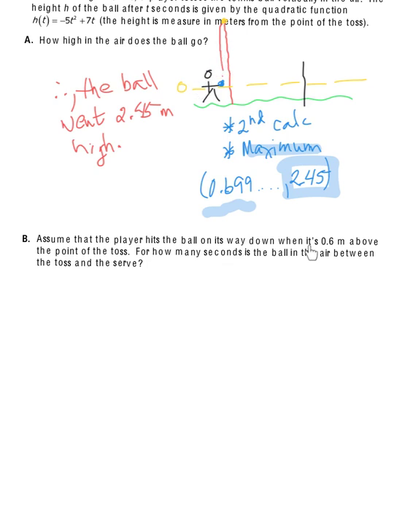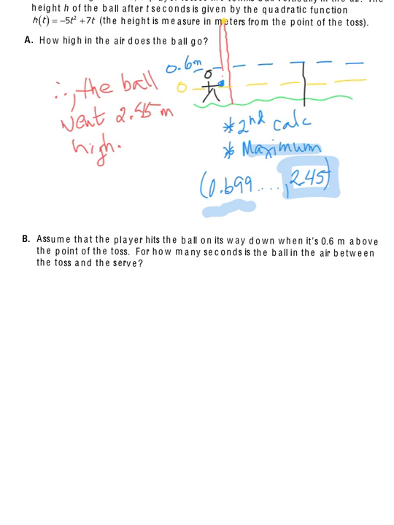So assume the player hits the ball on its way down when it's 0.6 meters above the point of the toss. For how many seconds is the ball in the air between the toss and the serve? So the player hits the ball on the way down. From the toss to the serve, it goes up here and then it's going to hit here. So let's assume, for chuckle's sake, I'm going to put a blue line here that would represent 0.6, and that's in meters.